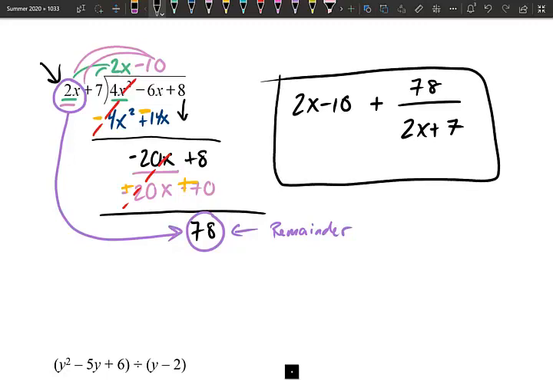So we could not factor this. It's actually impossible to factor 4x squared minus 6x plus 8. That's why we have a remainder.